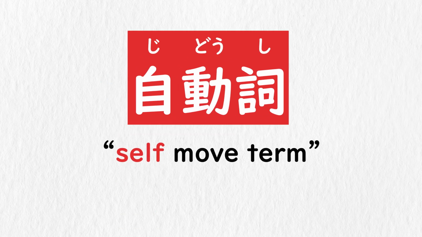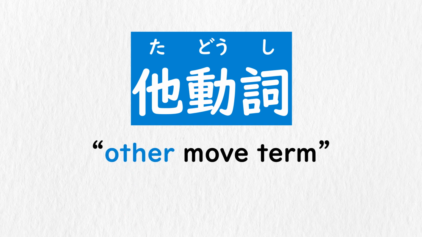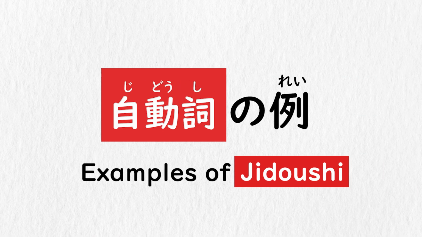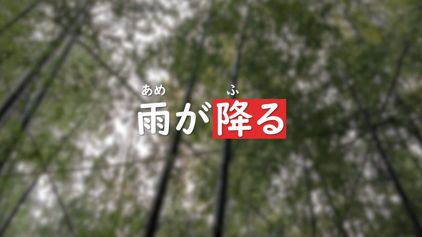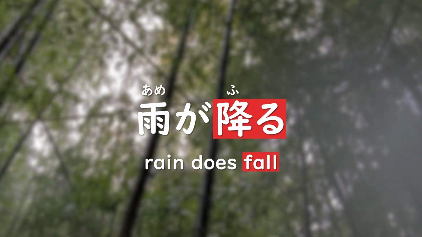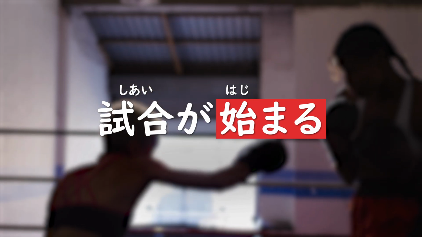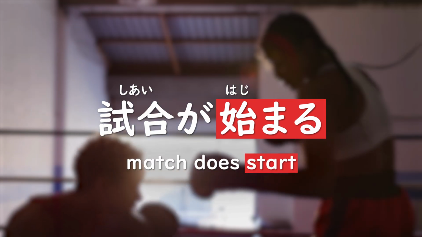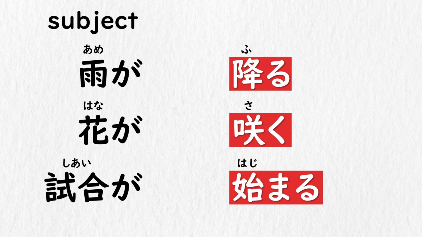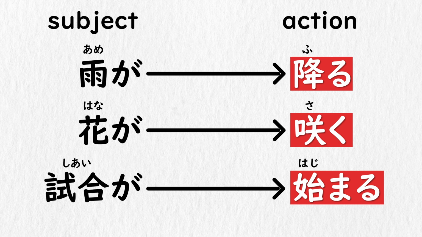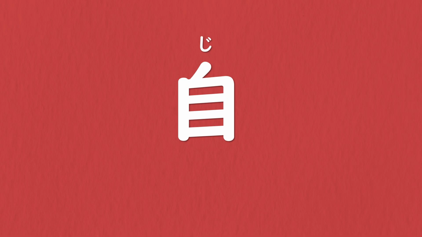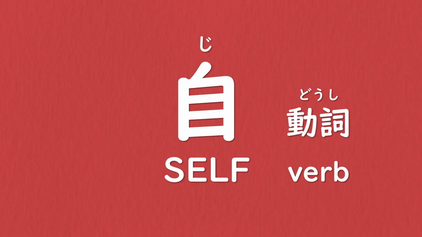A jidoushi is a self-move term, while a tadoushi is an other-move term. Let's take a look at a few examples of jidoushi. Ame ga furu, rain does fall. Hana ga saku, flower does bloom. Shiai ga hajimaru, match does start. Note how the subjects perform the action themselves without affecting anything else. Hence the term jidoushi, self-verb.